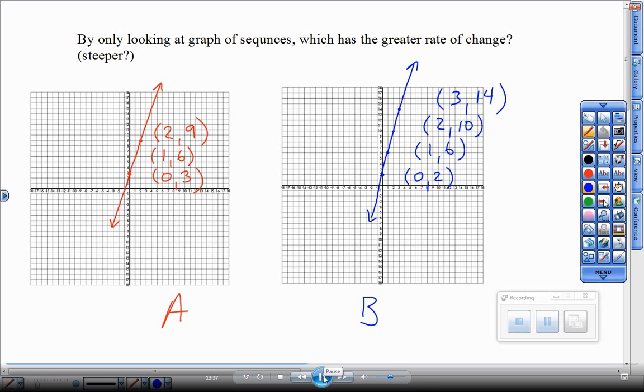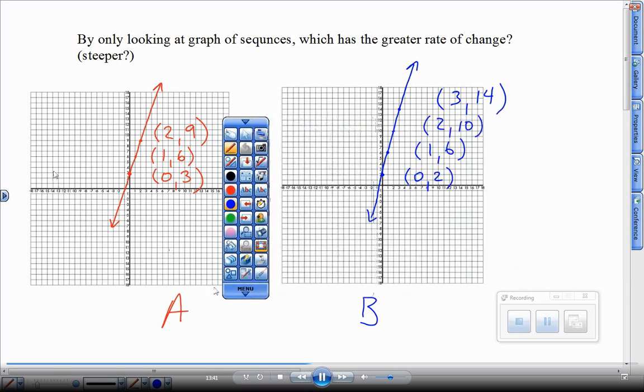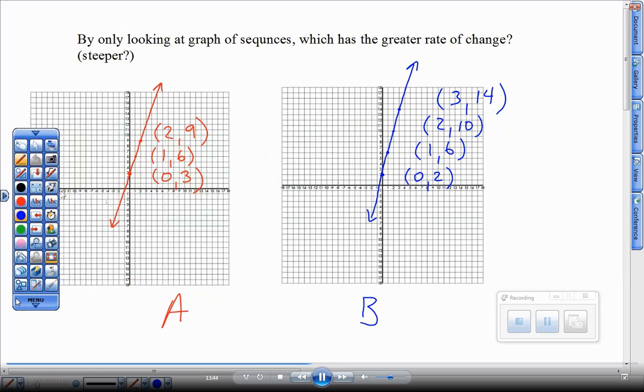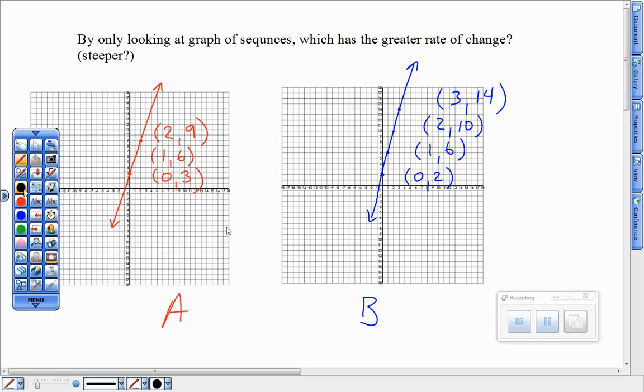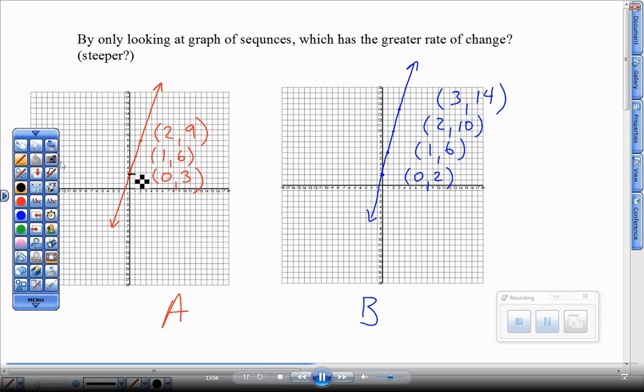Okay, when you're looking at this, when it's really close and it's hard to see just with your eyeball which is steeper, you need to be a little bit more precise. So now I'm going to compare their actual slopes or their rate of change by looking at the rise and the run, looking at the change in X over the change in Y.